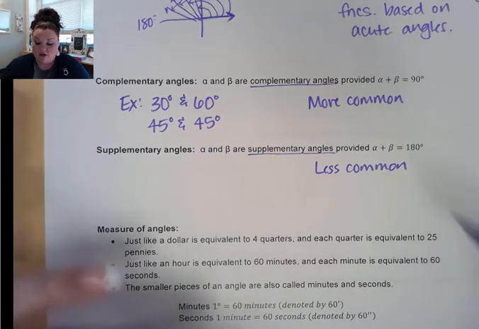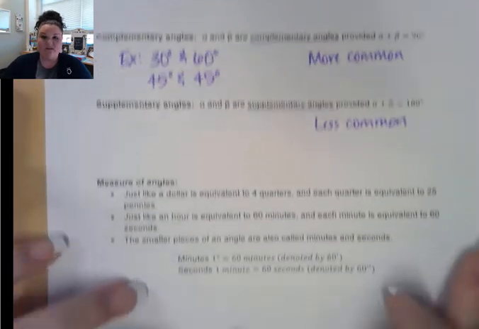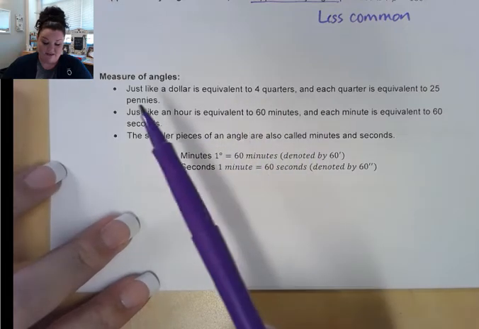Now, so far we've listed all of our angles with degrees. We've talked about 90 degrees, 30 degrees. And for the longest time, up until you get to trig, most angles you only work with in degrees. But just like other units can be broken down into smaller things, angles can be broken down into smaller units as well. So here's our similar ideology.